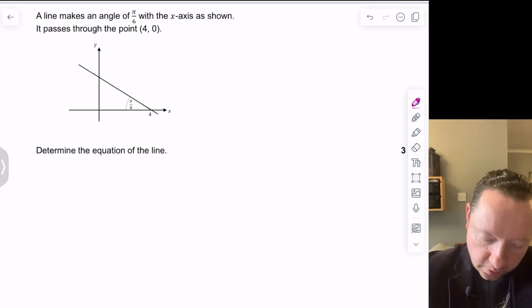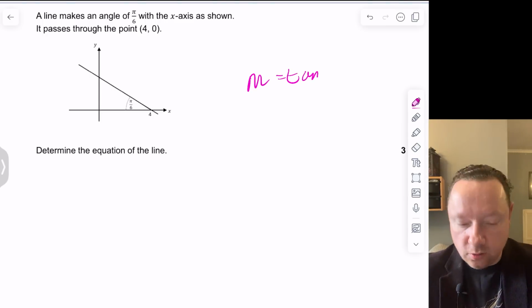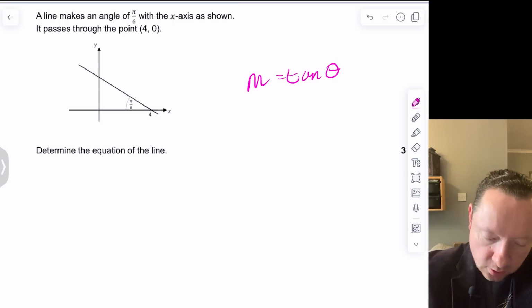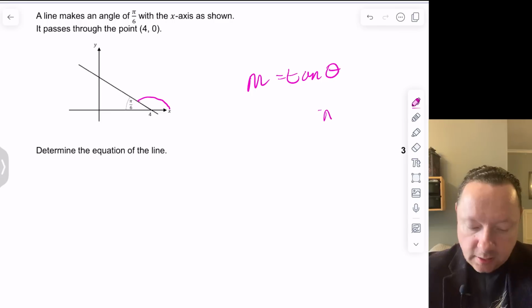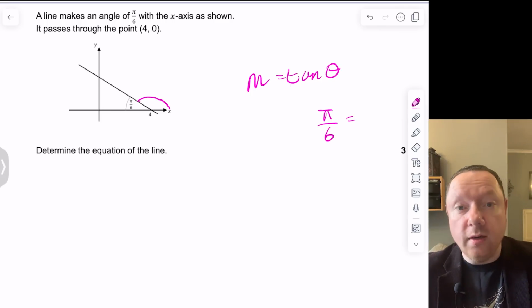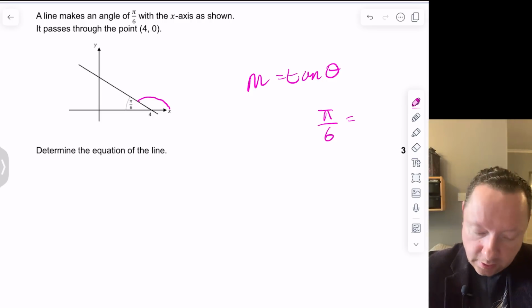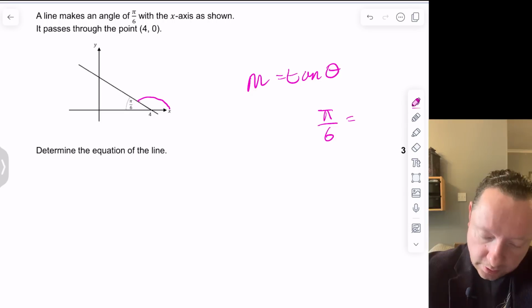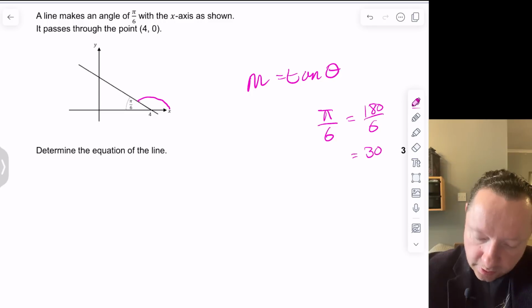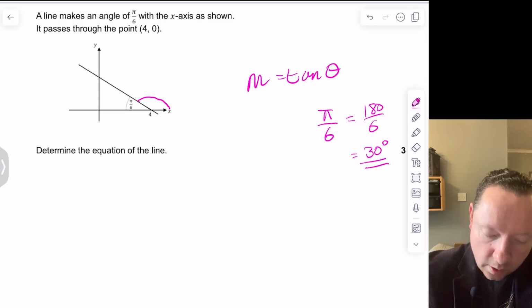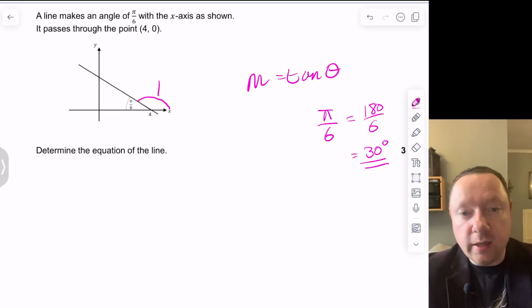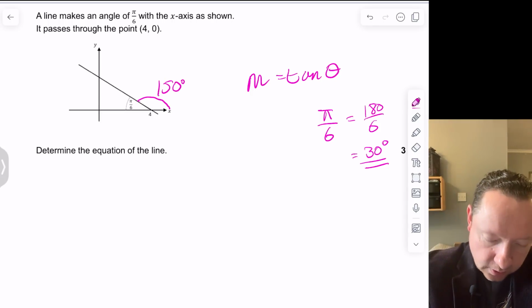So we should all know that gradient equals tan theta, but that's with the positive direction of the x-axis, not just any direction, so that's the wrong side. So I need to go over this side. So pi over 6, you can think in terms of radians or you can think in terms of degrees. I think it's sometimes easy to think in terms of degrees. 180 divided by 6 gives you 30. So 180 minus 30 for the straight line is 150 degrees on this side.